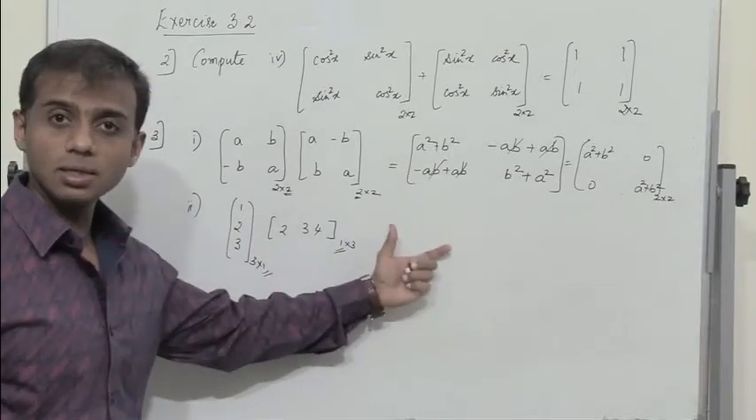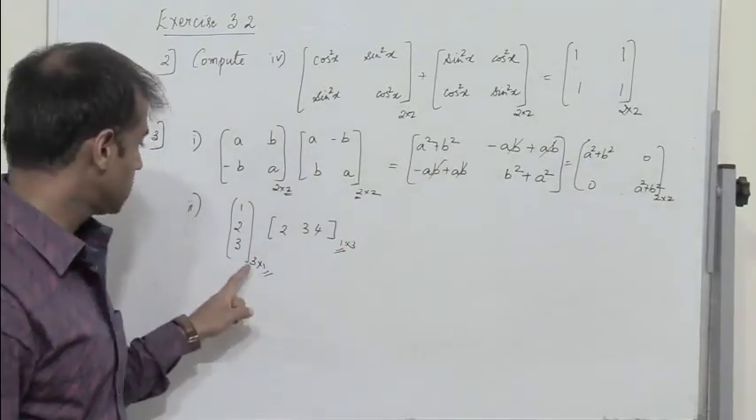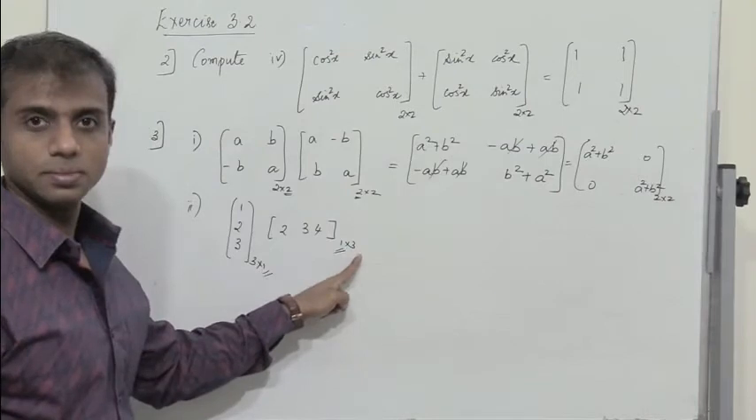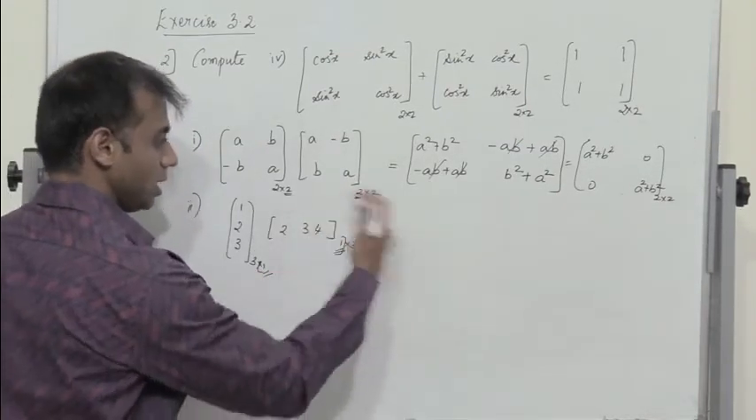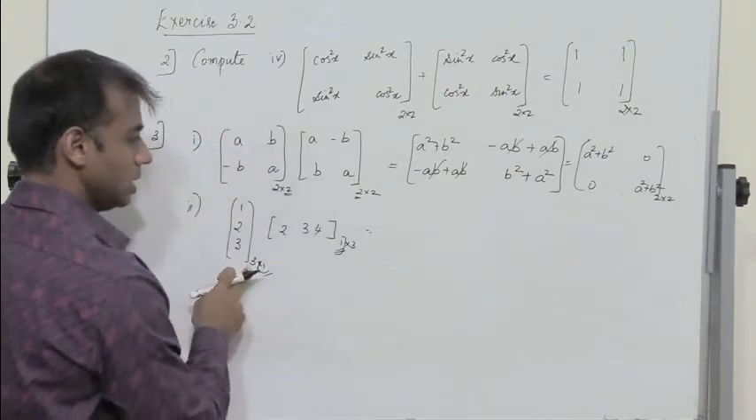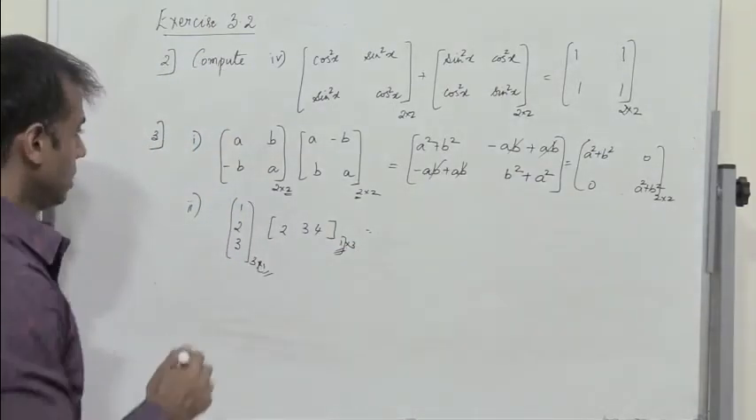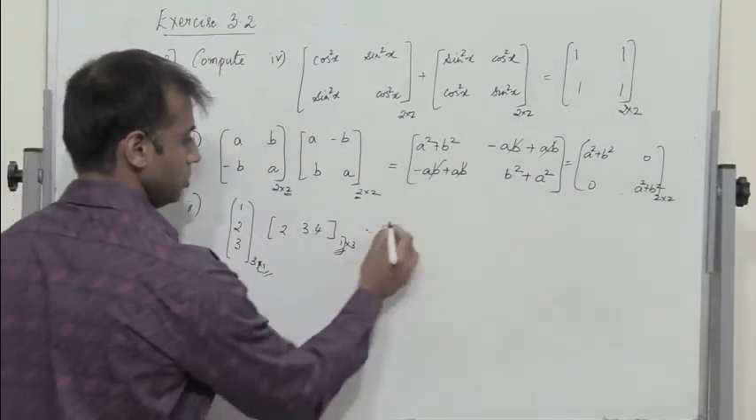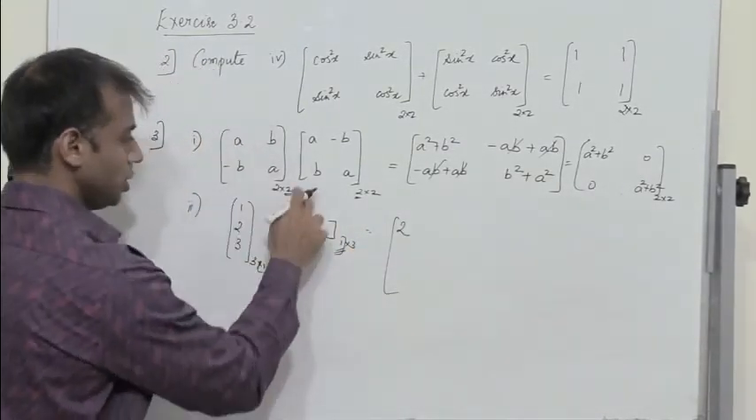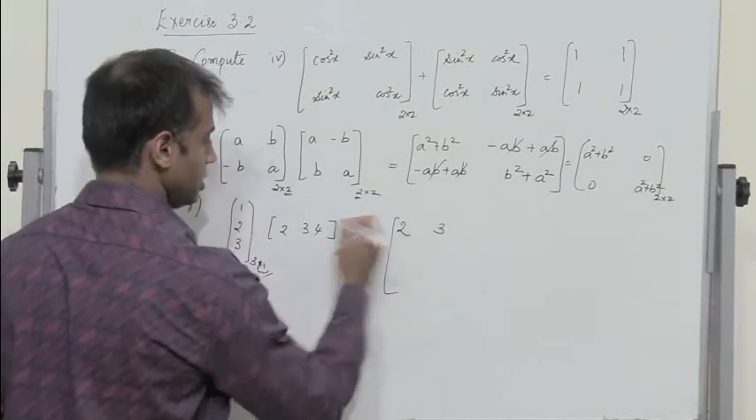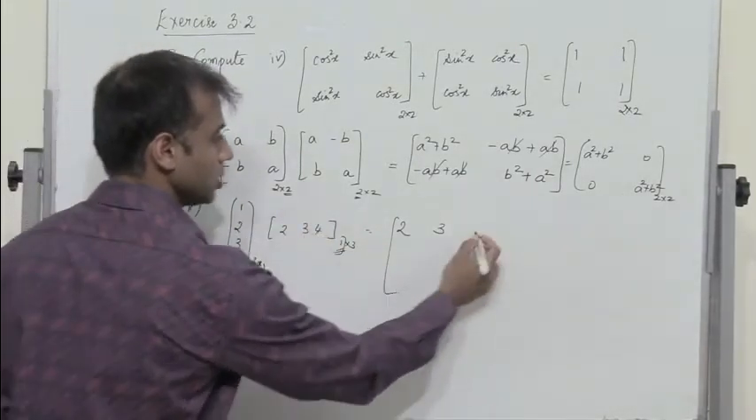But what about the resultant? The order of the resultant matrix would be 3 cross 3. Right? So the inner dimensions here should match, but the dimensions of the resultant matrix would be 3 cross 3. So first row into first column is 2 into 1 is 2. Next element would be first row into second column, which is 1 into 3 is 3. Next 1 into 4 is 4.